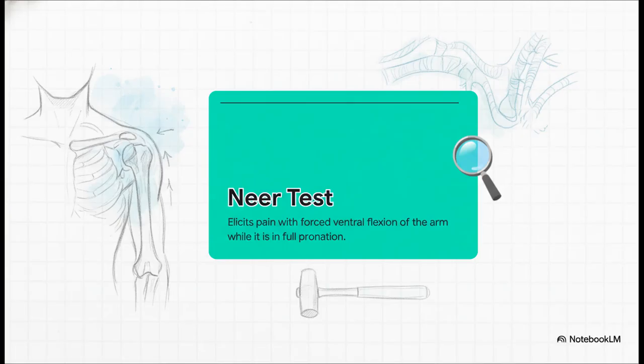So how does the Neer test actually work? It's pretty clever. By forcing the arm up into flexion, you're essentially creating a traffic jam in that subacromial space. The rotator cuff tendons get squeezed between the humerus and the acromion, and if there's any inflammation or tearing in there, yep, it's going to be really painful for the patient.